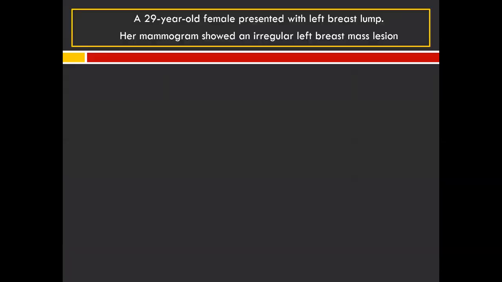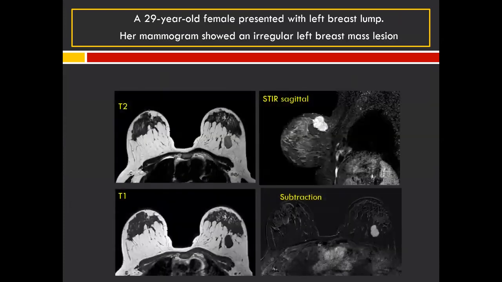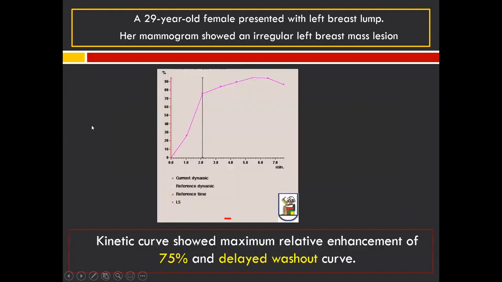This is an example of how we use MRI. She's a 29-year-old female presenting with a left breast lump. Her mammogram showed an irregular left breast mass lesion. This is the mass lesion. It appeared to be as if spiculated. We plotted the time signal intensity curve, and it showed a delayed washout, which is borderline.